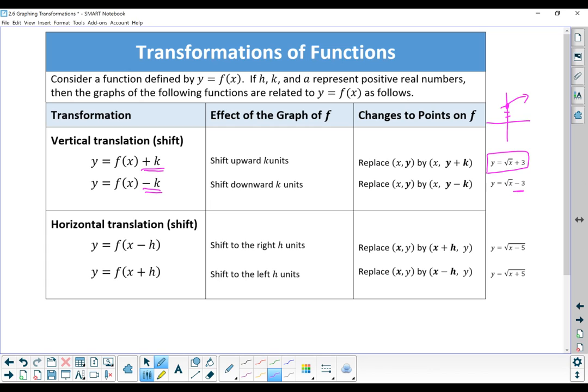Or if it was this -1, down 1 unit. Horizontal translations, you'll see the constant being added to the x in the function. So if you look over here to compare, my -5 and my +5 are inside of the root with the x. That tells me that it's in the x direction. Remember that these ones are counterintuitive. If you see an x -5, that is going to go to the right 5 units. And if you see an x +5, that's going to go to the left 5 units.